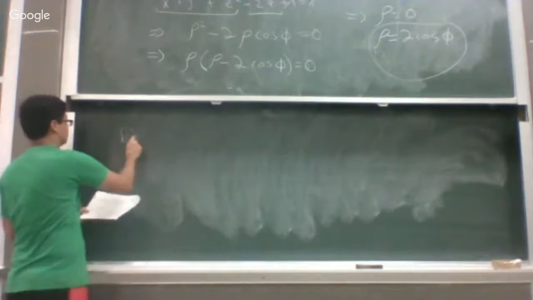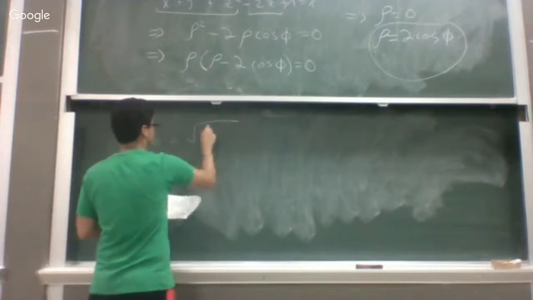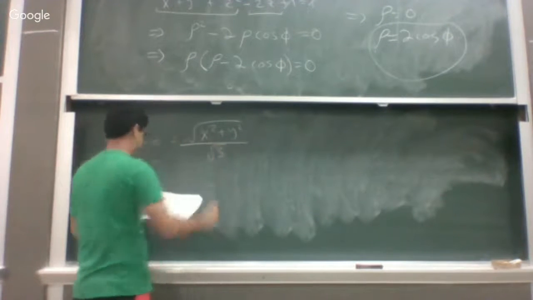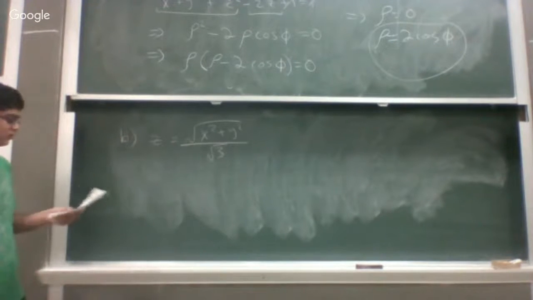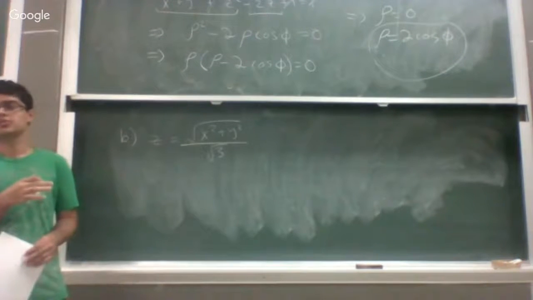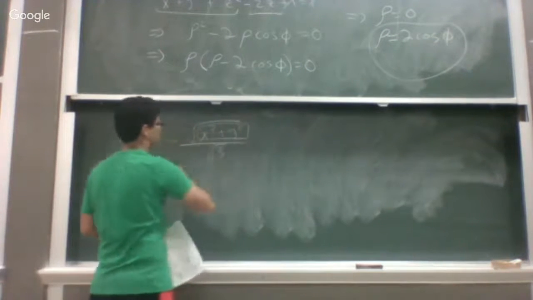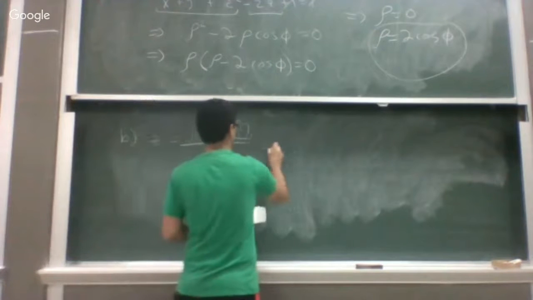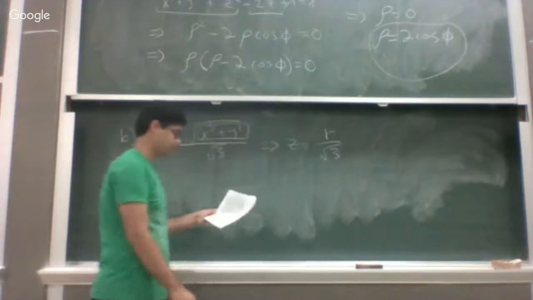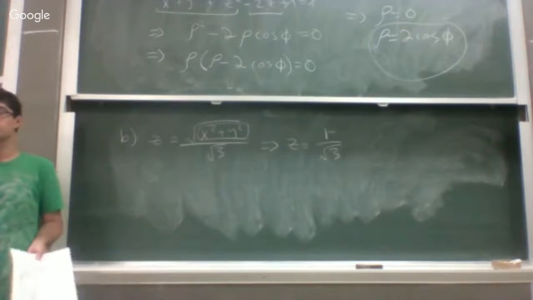For B, we have to convert z is equal to the square root of x squared plus y squared divided by the square root of 3. Okay. So what is the most obvious thing we can do right now? Yep. So x squared plus y squared is normally equal to r squared, but when we do the square root of that, we get that z is equal to r divided by square root of 3. Okay. So R, we don't have to do absolute value of R because R can't be negative.